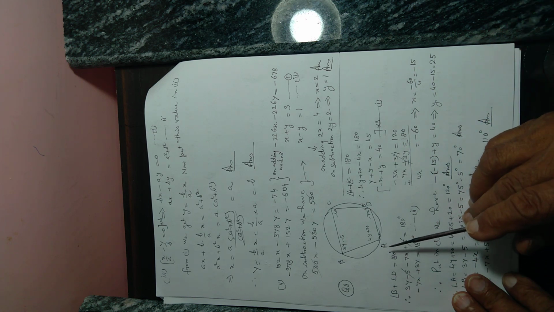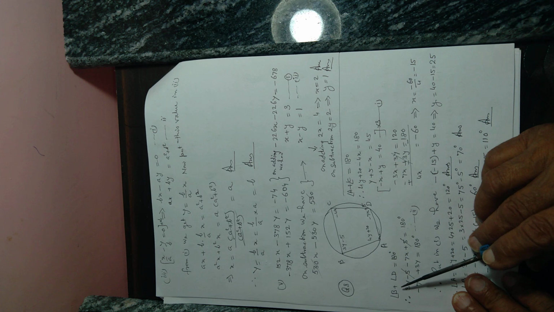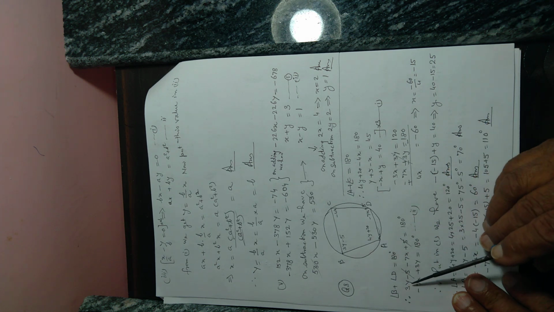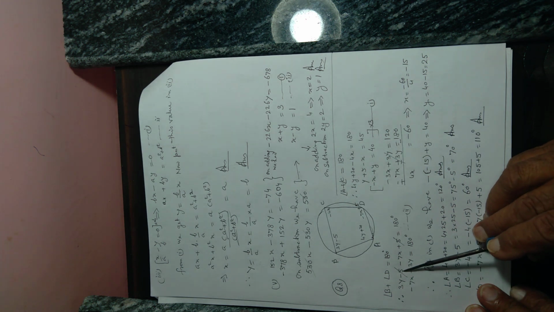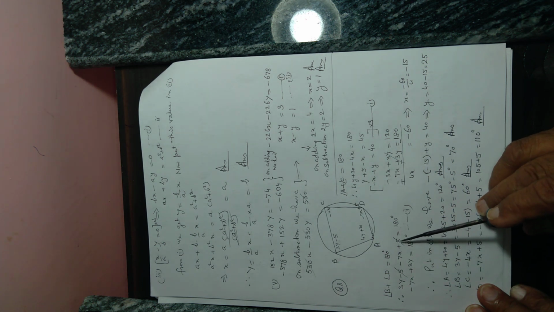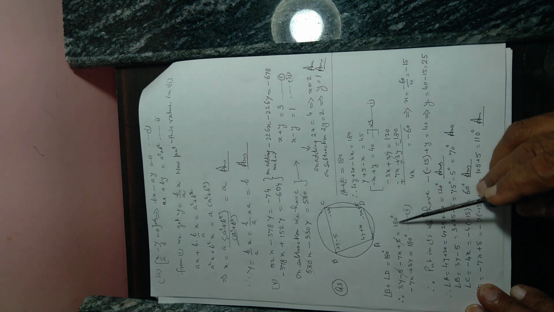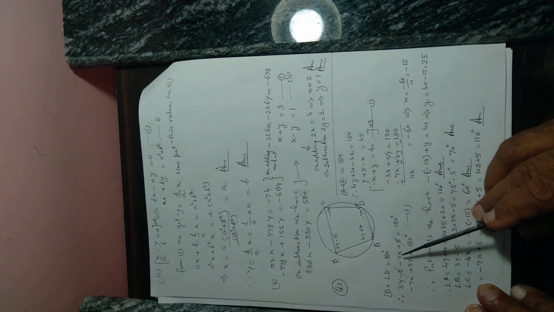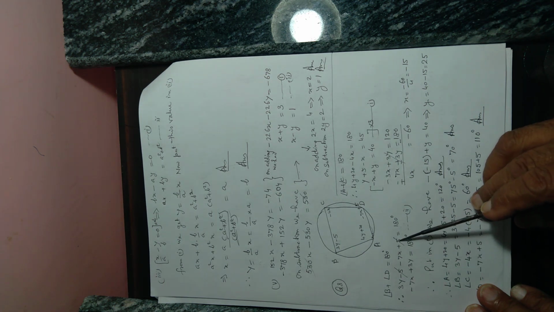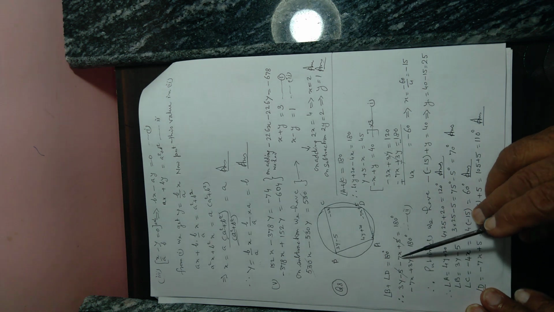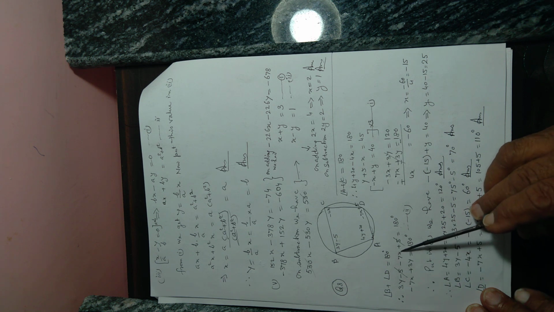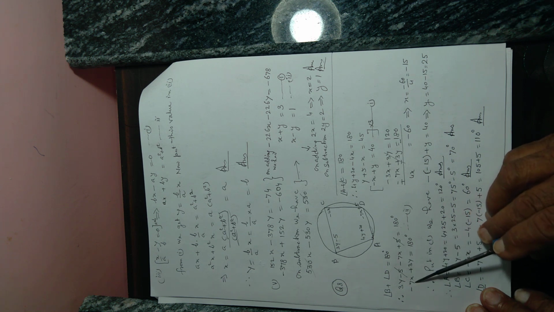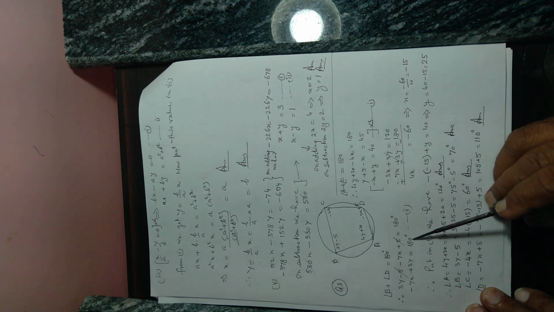Now from B plus D is equal to 180 degrees, that is 3y minus 5 minus 7x plus 5 is equal to 180. This 5 and this 5 will be cancelled because one is minus, the other is plus. And 7x, 3y minus 7x. So I have written it here: minus 7x plus 3y equal to 180.